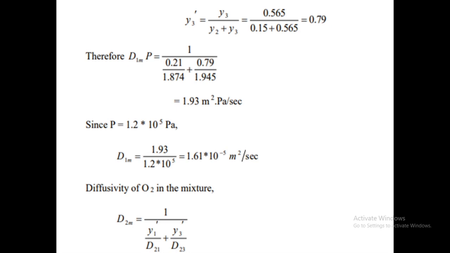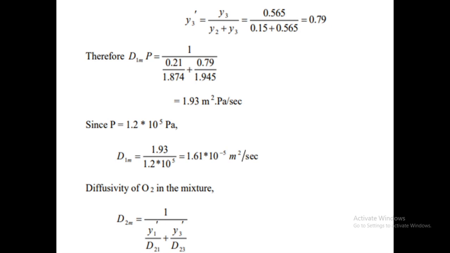Similarly Y3 dash, Y3 divided by Y2 plus Y3. Why? Because Y1 is a free basis. So here Y3 is also known. So individual mole divided by total mole. Similarly Y2 and Y3, substitute here. So we find the answer, Y3 dash is 0.79. Are you clear or not?